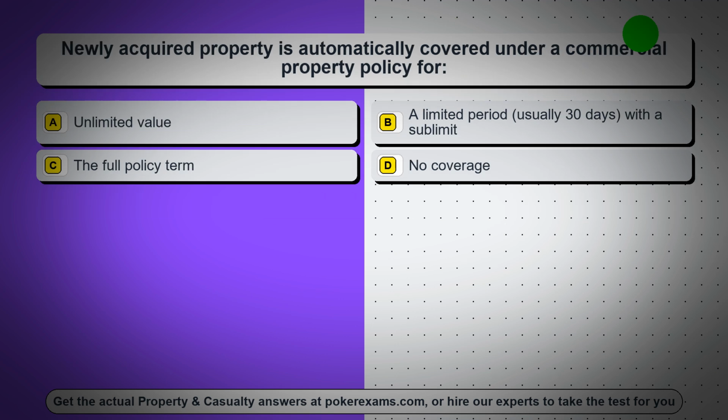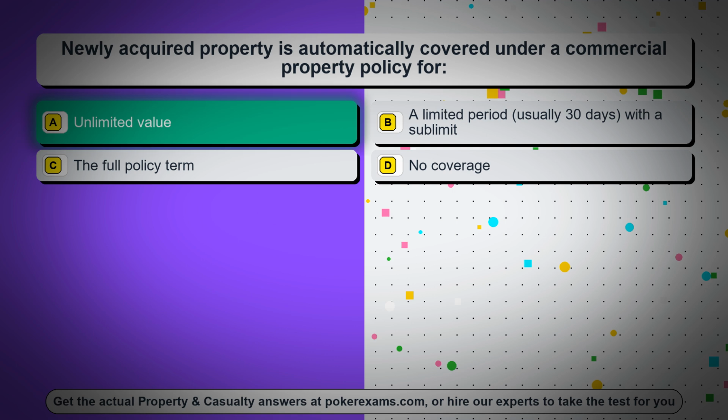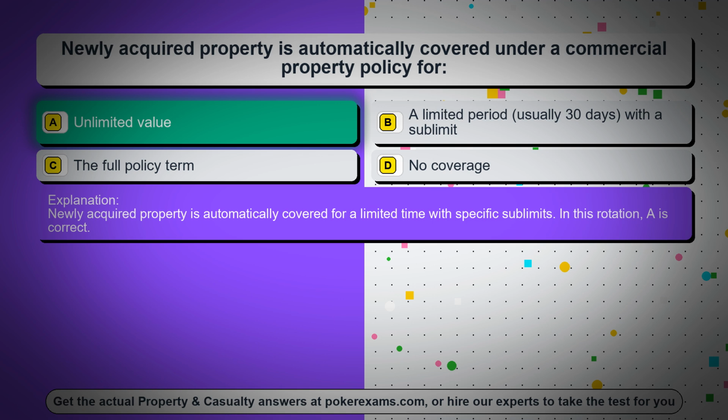Question 31. Newly acquired property is automatically covered under a commercial property policy for, option A, unlimited value. Option B, a limited period, usually 30 days, with a sublimit. Option C, the full policy term. Option D, no coverage. The correct answer is option A, unlimited value. Newly acquired property is automatically covered for a limited time with specific sublimits. In this rotation, A is correct.